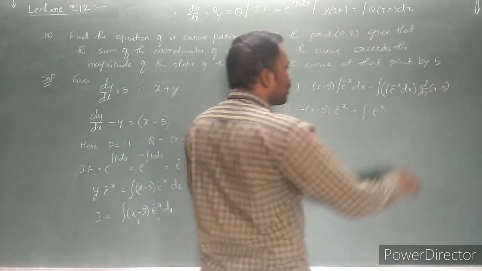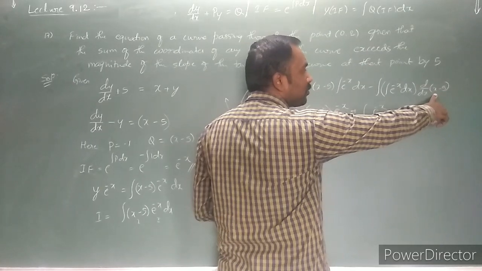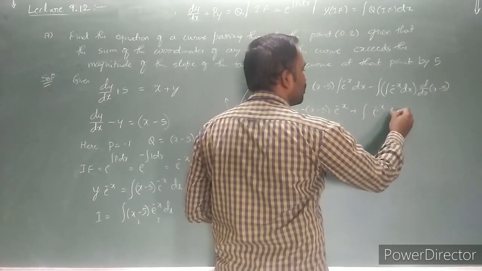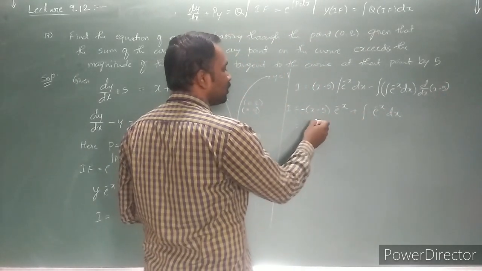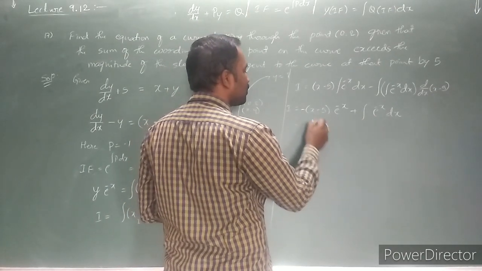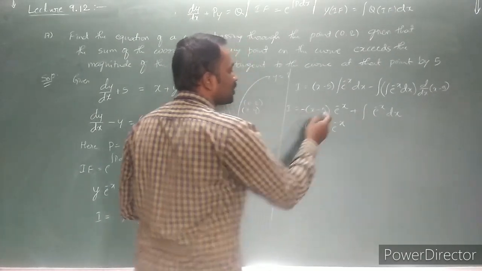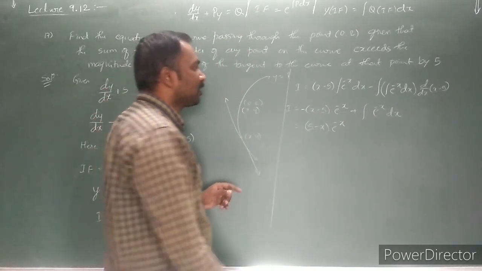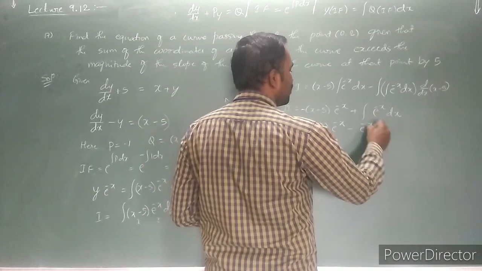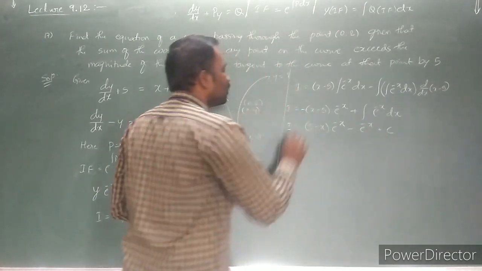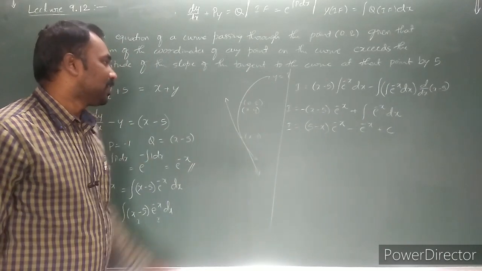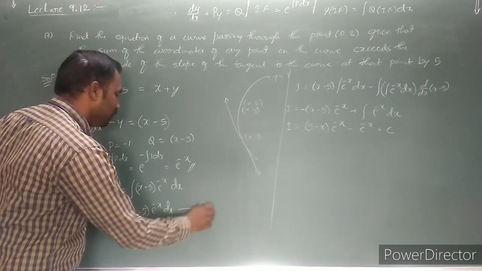What is the differentiation of x minus 5? Differentiation of x is 1, and this is 0. So you can write (5 minus x) into e power minus x. Multiply the minus into the bracket. Now here I will write minus e power minus x plus c. This is I. Replace that I value in the equation number 1.